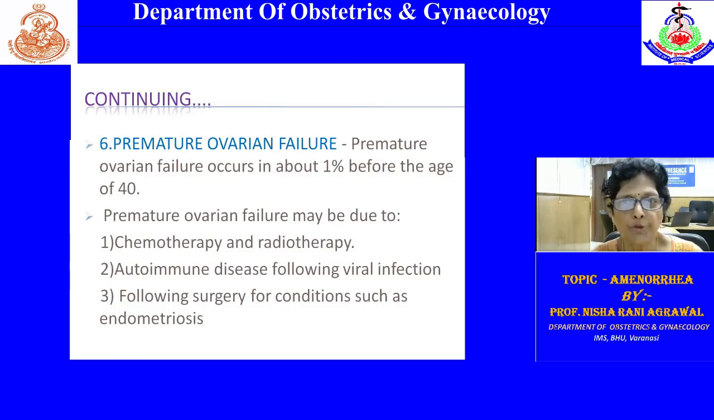Then premature ovarian failure. Premature ovarian failure occurs in about 1% before the age of 40 years. It may be due to chemotherapy and radiotherapy, may be due to autoimmune diseases following viral infections, or following surgery for conditions such as endometriosis, where part of the ovary is also damaged or removed.